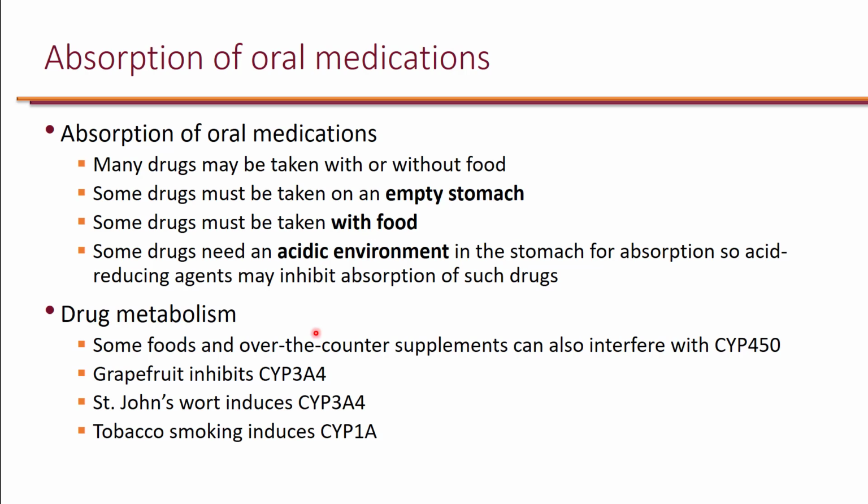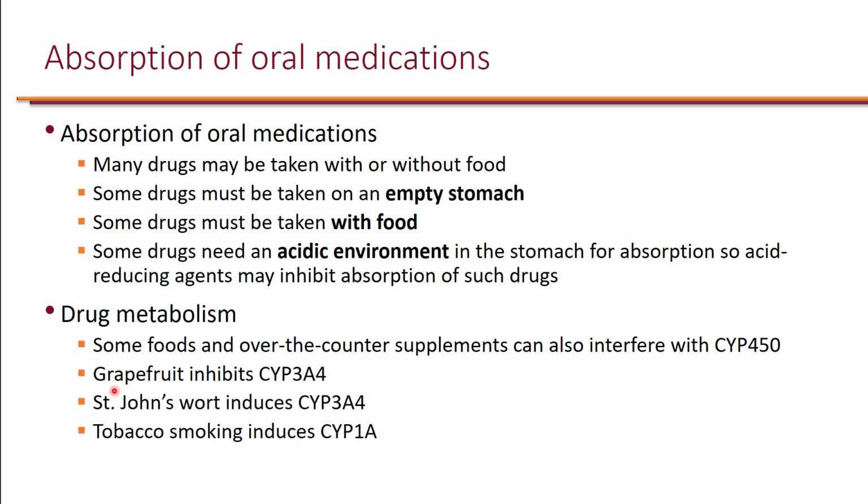And then specifically when it comes to absorption, some drugs need an acidic environment. So if someone, for example, has heartburn or GERD and they need to be on an acid suppression agent, then that will interact with that drug's absorption. So sometimes you can actually separate the antacids, or sometimes it's actually contraindicated. So that's another interaction with absorption. And of course, when it comes to drug metabolism, some foods can also interact, including some of the over-the-counter supplements.